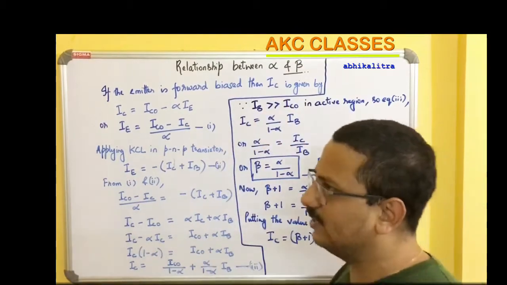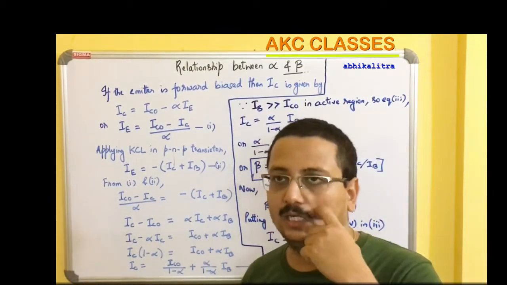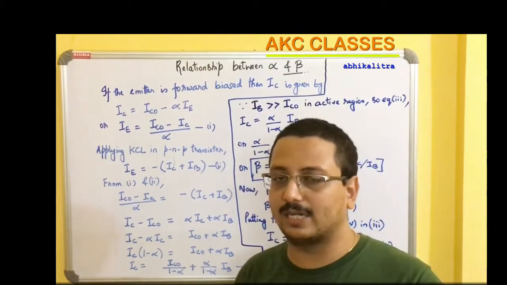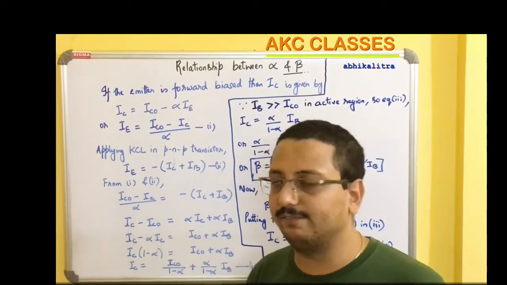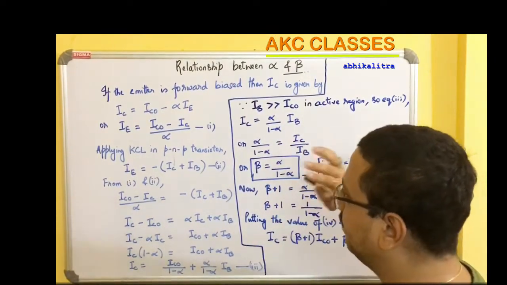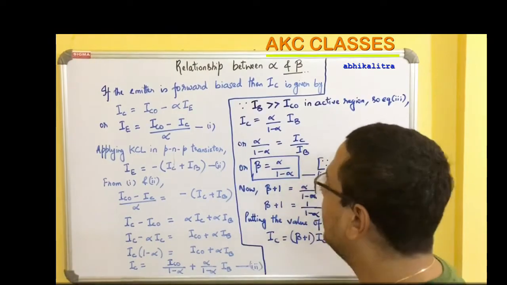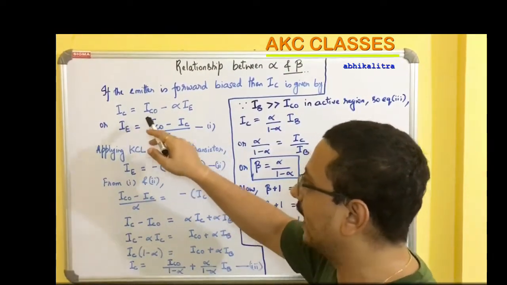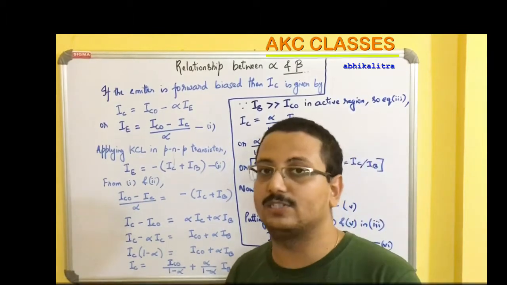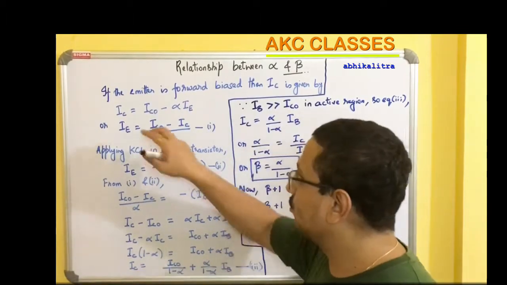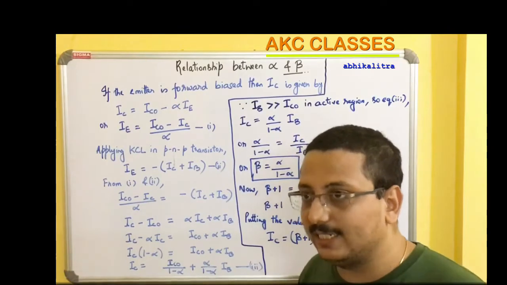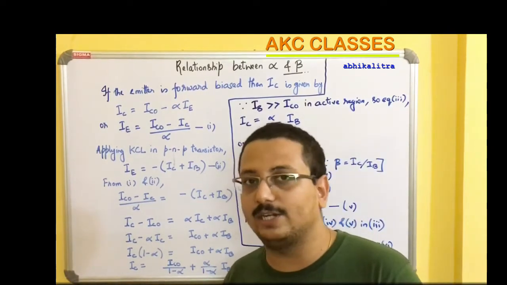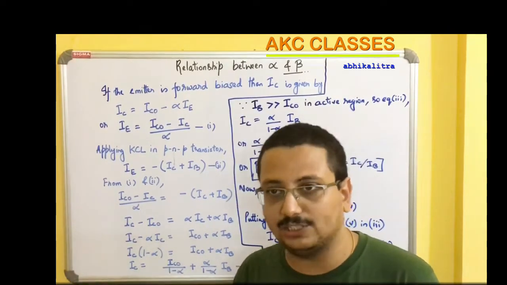This IC expression is very similar to the current components of a transistor. I have also given a video lecture on that. If you have forgotten, please go through that video once. If the emitter is forward biased, then IC is given by IC equals alpha IE plus ICO. ICO is the reverse saturation current, right? So IC should basically be the reverse saturation current flowing through the base collector junction, right?